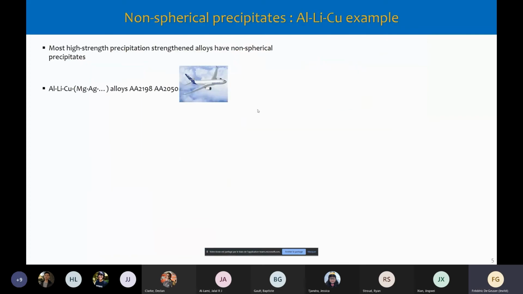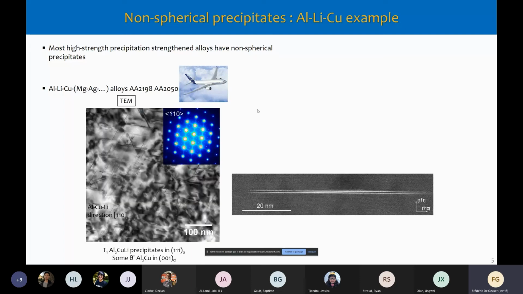So let's describe this alloy that we will be using as an example. This is an aluminum-lithium-copper alloy, a base alloy, let's say. In this alloy, there is lithium and copper mainly, but there are also other elements, and we'll discuss what they do later on. What's very interesting here is that it's used quite heavily in the aerospace industry. And it's strengthened by precipitates, and these precipitates are not spherical at all, actually. They look like this.